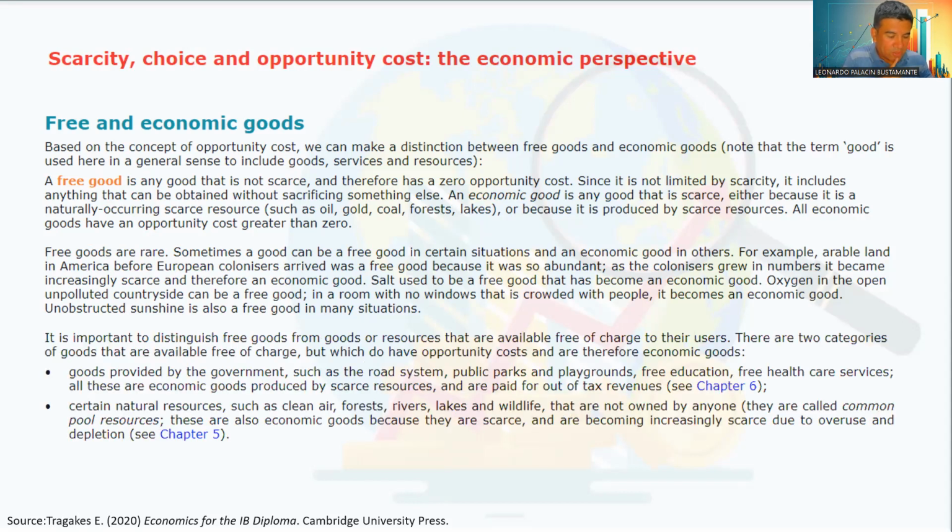It is important to distinguish free goods from goods or resources that are available free of charge to their users. We are going to study more of this in chapter 6 and chapter 5.